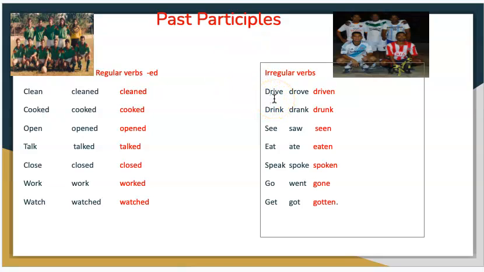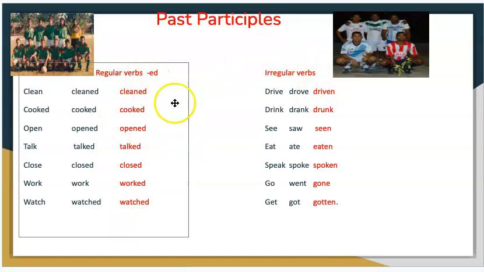Drive for present. I drive to work every day. I drove to work yesterday. I have driven to work 3 times this week. Drink, drank, drunk. See, saw, seen. Eat, ate, eaten. Speak, spoke, spoken. Go, went, gone. Get, got, gotten. So remember, in the present perfect, we are going to use this column right here, the past participle form of the verbs.